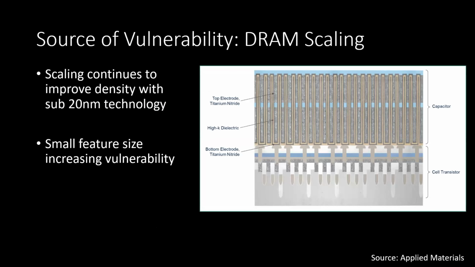We know that these vulnerabilities result from aggressive technology scaling. So this is a nice picture that shows how capacitor and cell transistors are stacked on top of each other. And they are really crammed in a small space, and that small feature size results in increased vulnerability.